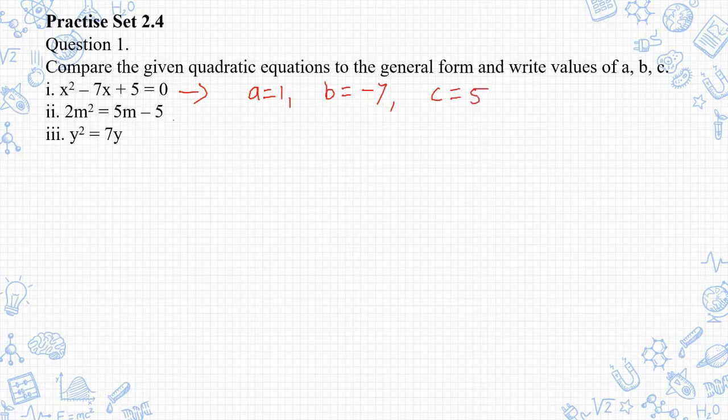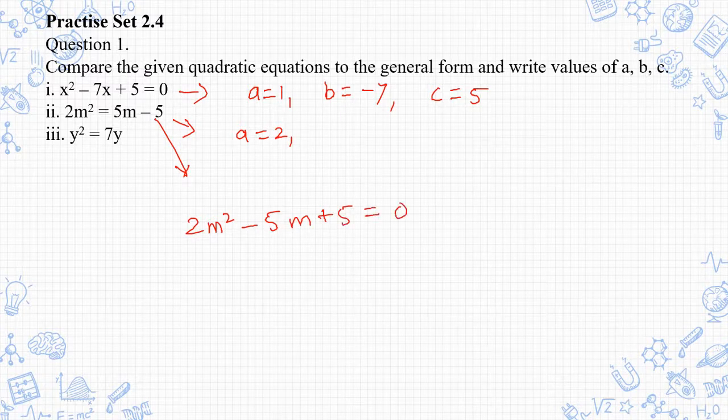If you see the second one, the coefficient of m square, the square term, is 2. Now, for the coefficient of m, first we'll rearrange this, so you have 2m square minus 5m plus 5 equal to 0. Now you will be able to tell me b. B will be minus 5 and c, the last constant term, will be plus 5.